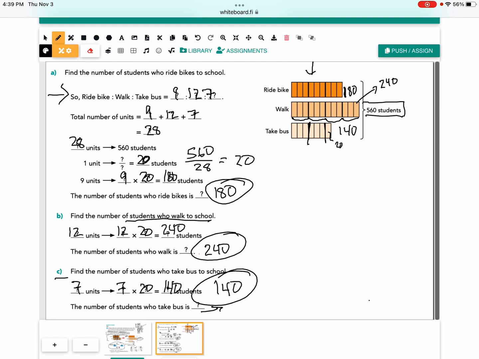However, we always need to check back and make sure that our work is correct. So we have 180 plus 240 plus 140. 4 tens and 4 tens is 8 tens, plus another 8 tens is 160. And we have 5 hundreds there. So 560, that checks back to what we were originally given. So we know our work is correct.